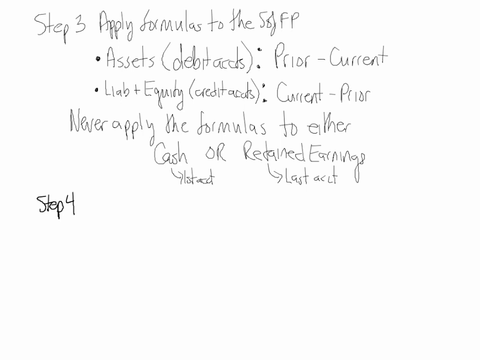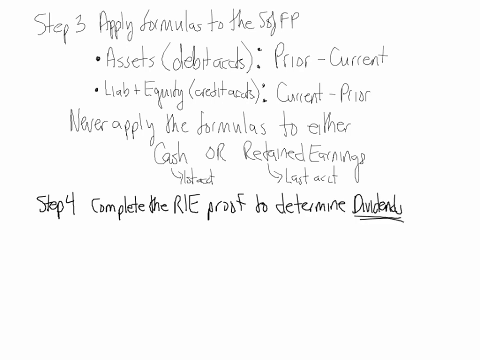So step 4 is to complete the retained earnings proof to determine dividends, because we need to know the dividends. So what is the retained earnings proof? Well, the information comes from the statement of financial position as well as the income statement. So we're going to do retained earnings opening. And retained earnings opening is equal to the prior year's retained earnings, because the prior year's closing retained earnings automatically becomes opening retained earnings the next day.